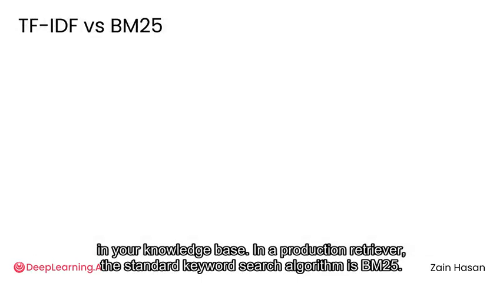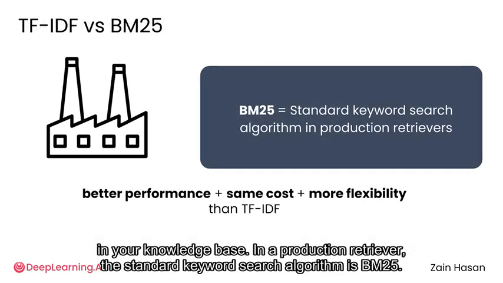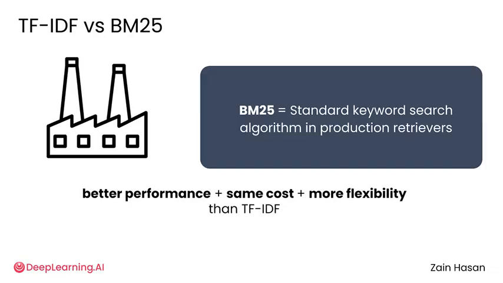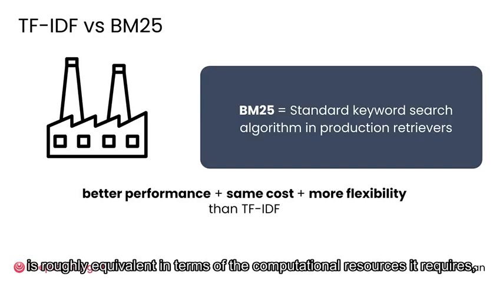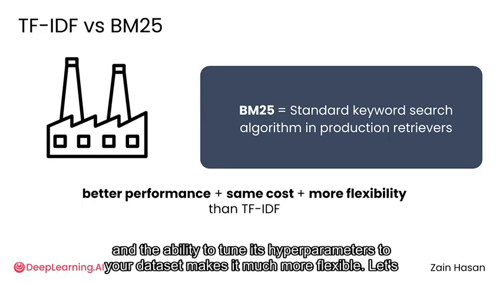In a production retriever, the standard keyword search algorithm is BM25. It tends to perform significantly better than TF-IDF at finding relevant documents, is roughly equivalent in terms of the computational resources it requires, and the ability to tune its hyperparameters to your dataset makes it much more flexible.